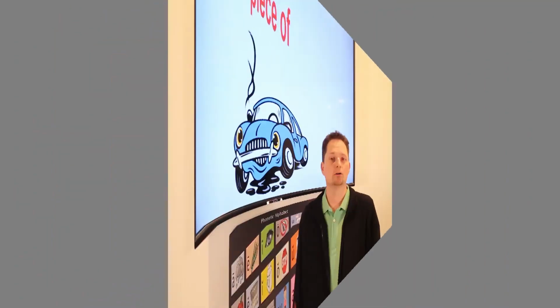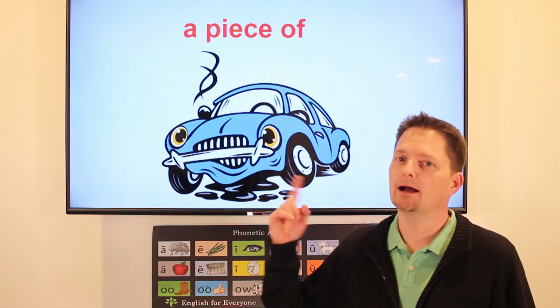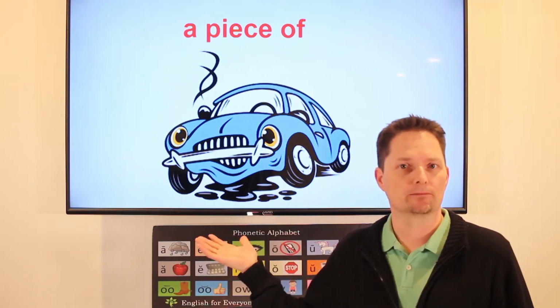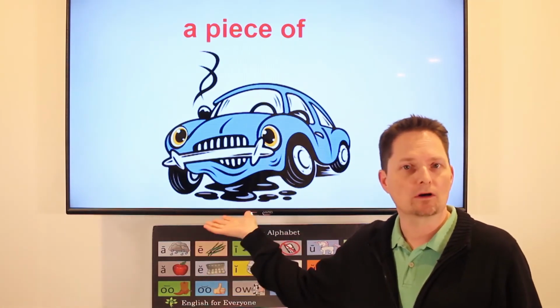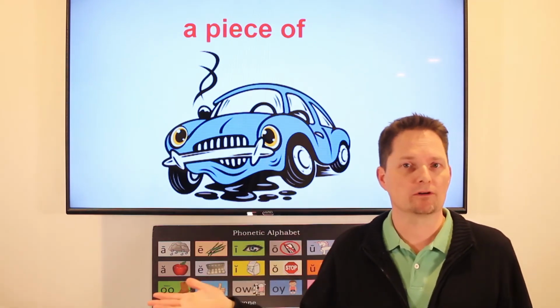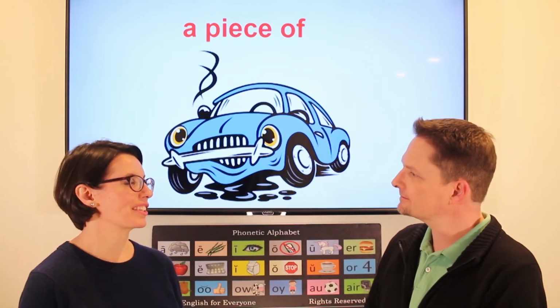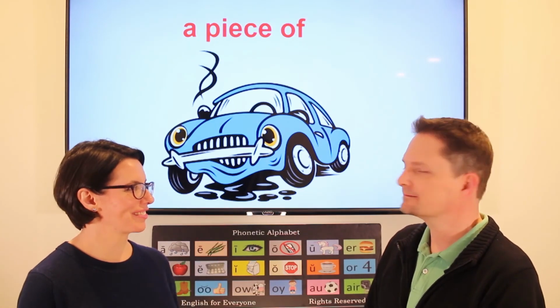Very good. So if you want to count junk, we say a piece of junk. A piece of junk can be an old car, or if you have an old sofa, it's a piece of junk. Is this car a piece of junk? Yes, this car is a piece of junk.